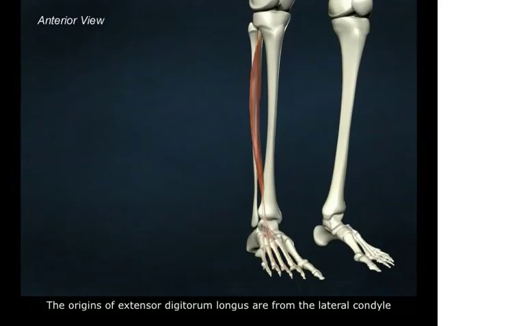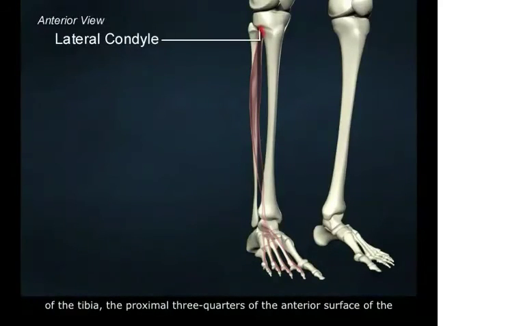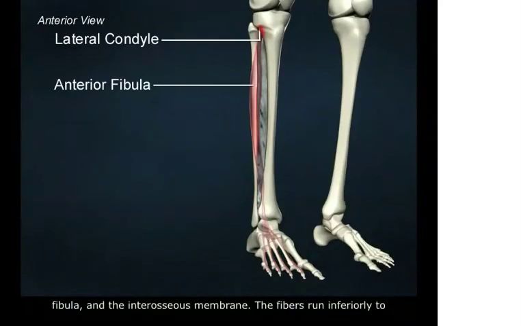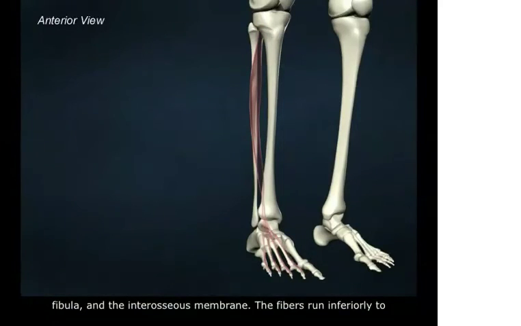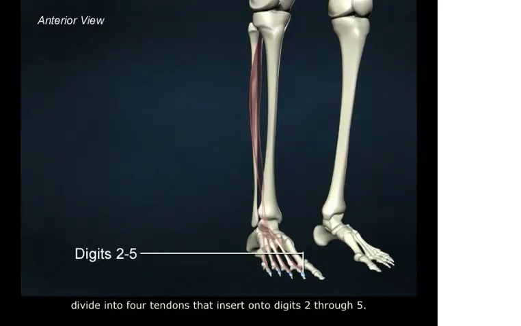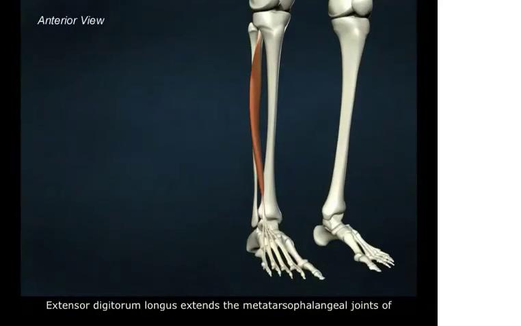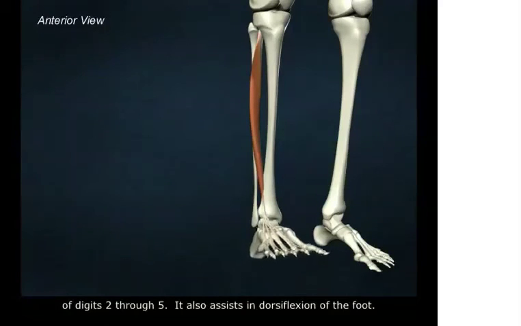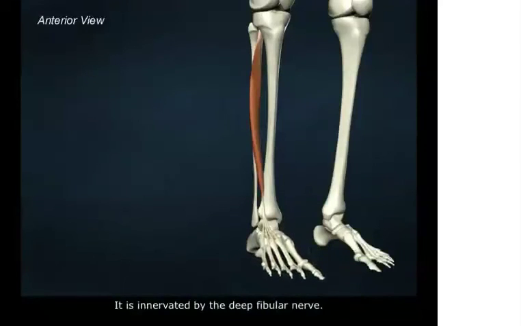The origins of extensor digitorum longus are from the lateral condyle of the tibia, the proximal 3/4 of the anterior surface of the fibula, and the interosseous membrane. The fibers run inferiorly to divide into 4 tendons that insert onto digits 2 through 5. Extensor digitorum longus extends the metatarsophalangeal joints of digits 2 through 5. It assists in extension of the interphalangeal joints of digits 2 through 5. It also assists in dorsiflexion of the foot. It is innervated by the deep fibular nerve.